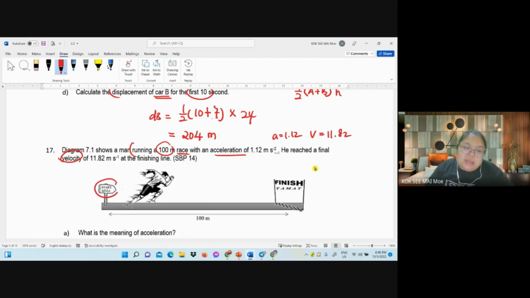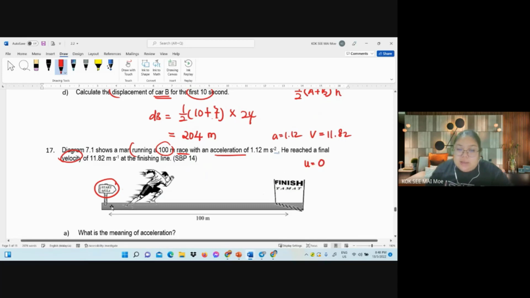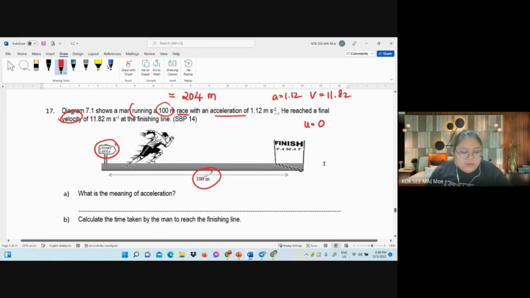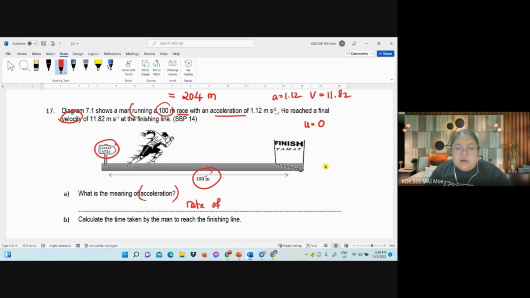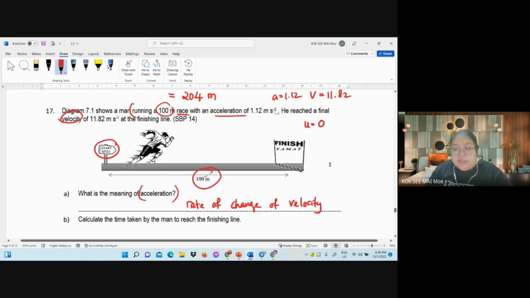So you can see the starting point is here. Understood, the starting velocity is surely 0. At the starting point, you're not told he is running; after that he continues to run. So they start from 0, until the end there's 11.82, the acceleration is 1.12, and the distance is 100 meters. From here, we check what they want first. What's the meaning of acceleration? Acceleration is the rate of change of velocity. This is the definition.